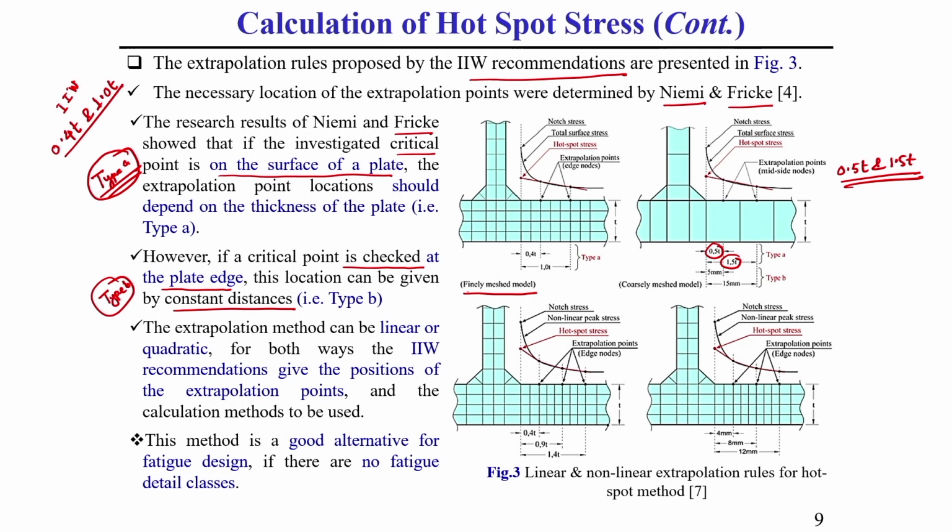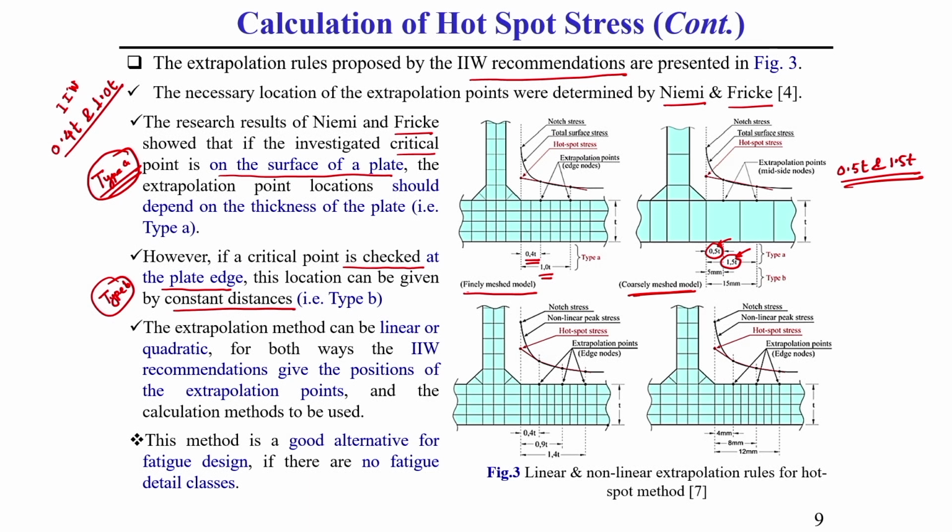Whereas in type B you can observe that this mesh is coarse in nature, this is the coarse mesh type. For the fine mesh case, the distance is taken at points 0.4t and 1t, and for the coarse mesh case, for type A hotspot stress calculation, the distance is taken at 0.5t and 1.5t, these 2 points. Now, how this extrapolation is done, I will discuss everything.